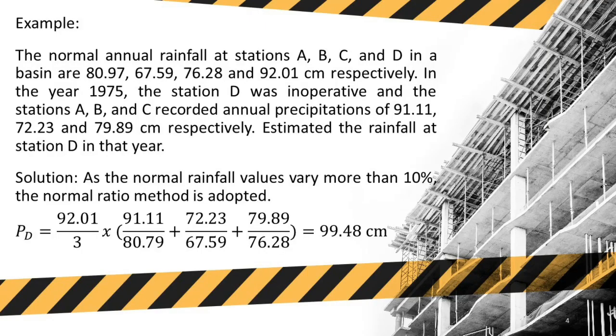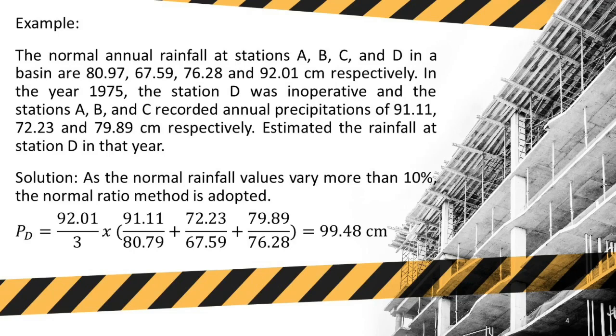For better understanding, we have an example. The normal annual rainfall at stations A, B, C, and D in a basin are 80.97, 67.59, 76.28, and 92.01 cm respectively. In the year 1975, the station D was inoperative and the stations A, B, and C recorded annual precipitations of 91.11, 72.23, and 79.89 cm respectively. Estimate the rainfall at Station D in that year.